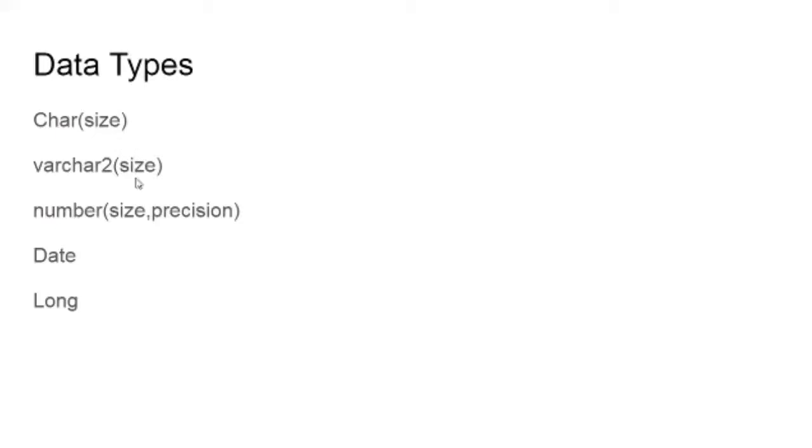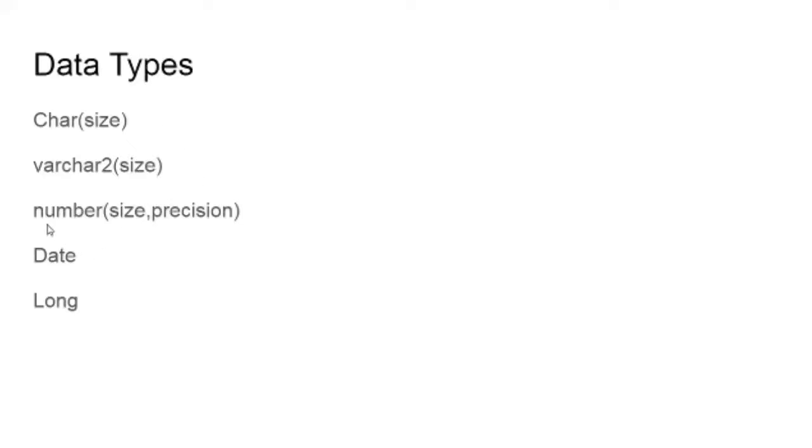For suppose the size is 10 and I mention only 3 characters, that is the string length is only 3, then varchar2 will allocate only 3. But with char, if the string length is 3 but it is allocated 10, the memory is wasted. With varchar2 we are saving the memory. That is the difference between these two.